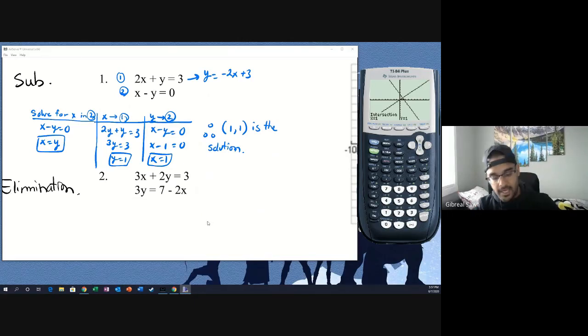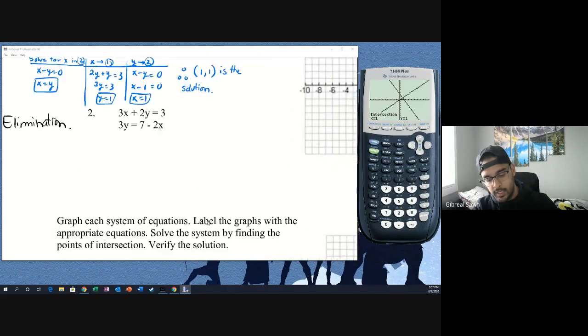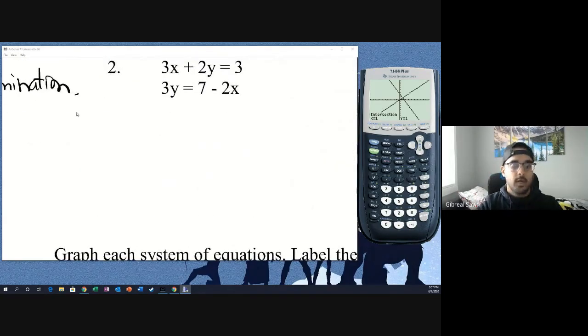So we'll do elimination next. Now, elimination works a little bit differently than substitution. What you're going to want to do is pick a variable that you want to eliminate. It could be x, it could be y, it doesn't matter. But you need the coefficients of them in both equations to have the same number. Doesn't matter if they're positive or negative, but the number should be the same.